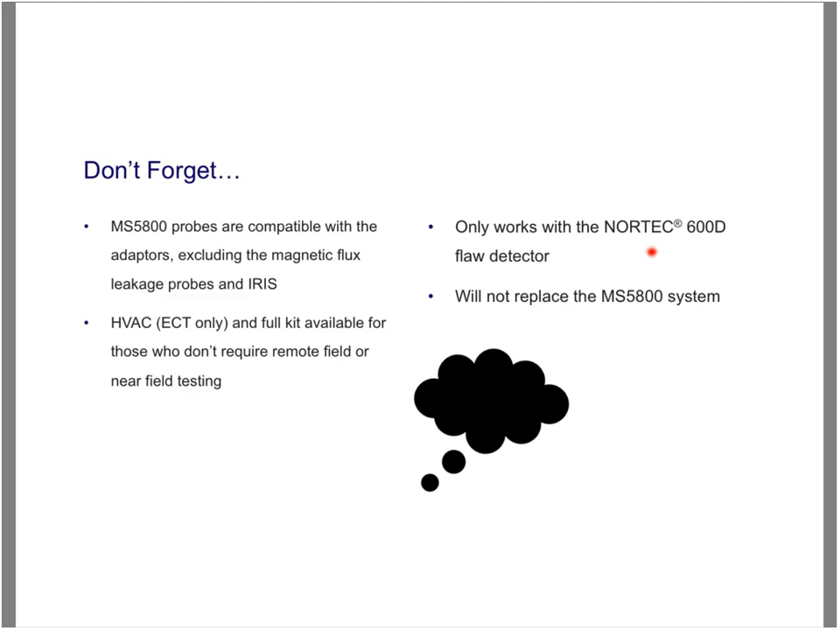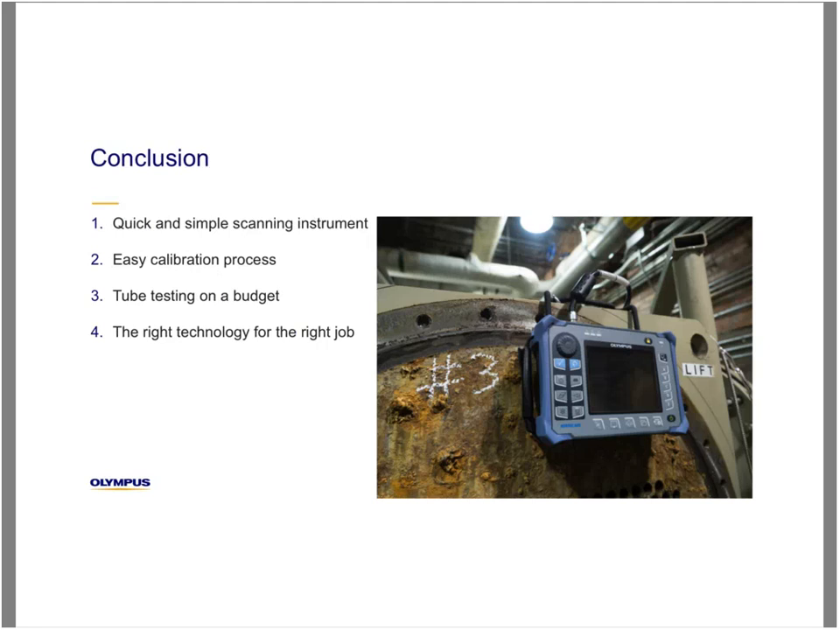So, in conclusion, this is a quick and simple scanning instrument. The calibration process is very easy. I showed you one here, but if you're using one with AutoMix, it takes about 2 minutes maximum. That's the first time you do it, and every time it just gets faster and faster. It's tube testing on a budget, so if you want to start tube testing and you're not quite sure, you want to try it, it's a good way to get into the business.